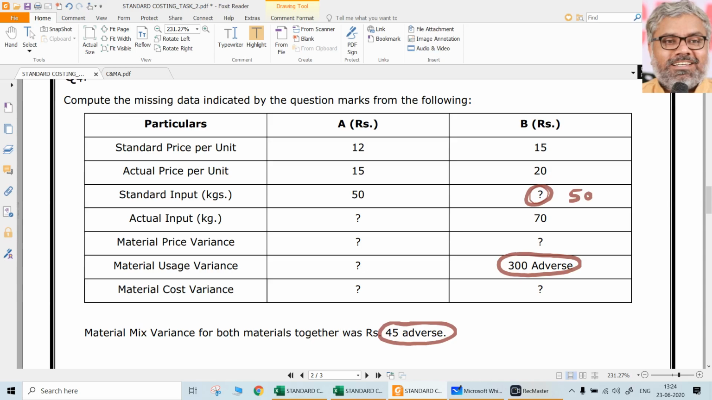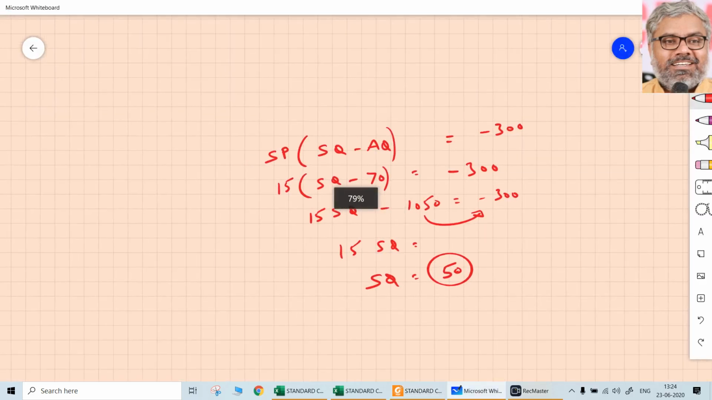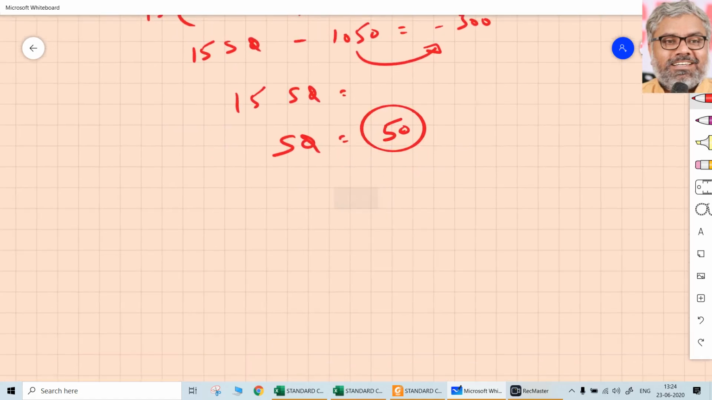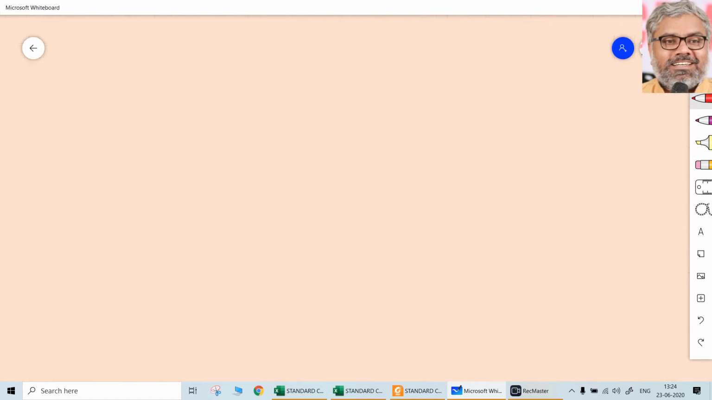So when one more piece of information is given, maybe that is useful, but that is given for what? Material mix variance for both the materials together was given as 45 adverse. So let us see what is the formula for material mix variance first. What is the formula for material mix variance? RSQSP minus AQSP.